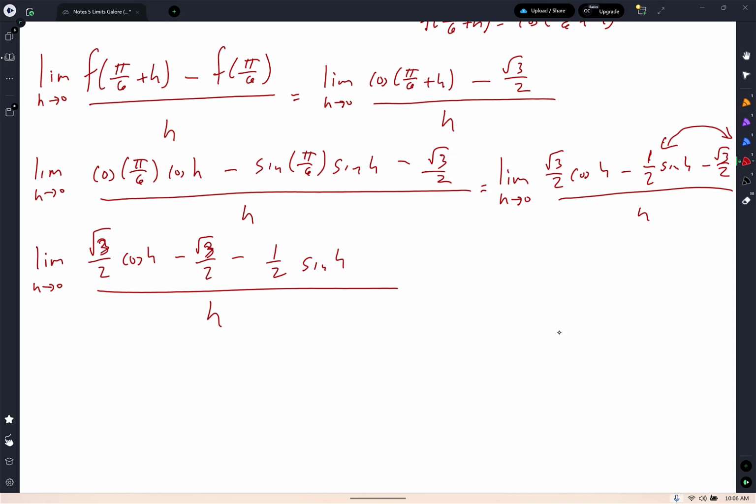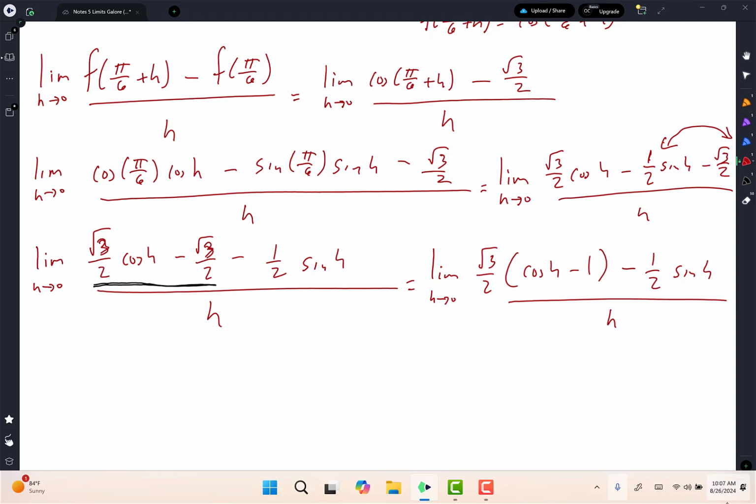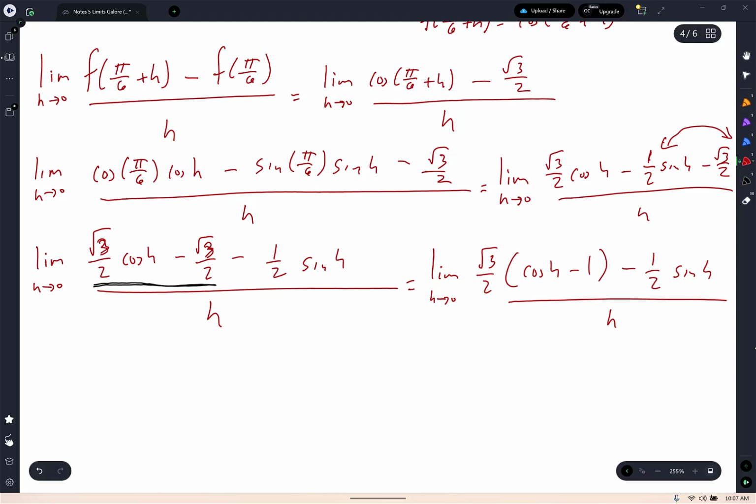Are we still okay? I'm going to factor. Okay, I'll slow down. I'm going to factor out a square root of 3 over 2 from these two. So here we go. Limit as h approaches 0, square root of 3 over 2 factored out. And notice you have that famous formula. All that is over h. I haven't done anything crazy, guys. Are we still okay?